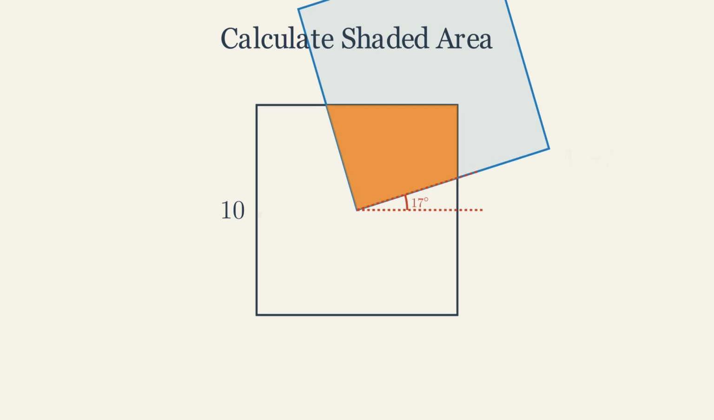Let's freeze the frame right here. The side length of the square is 10. The angle of rotation is, well, let's say it's an awkward 17 degrees. Using only geometry, calculating the area of this strange, irregular quadrilateral seems like a nightmare. You might be tempted to reach for trigonometry.